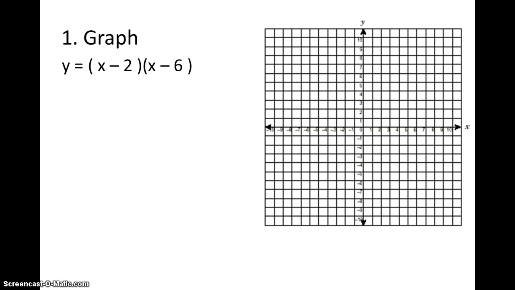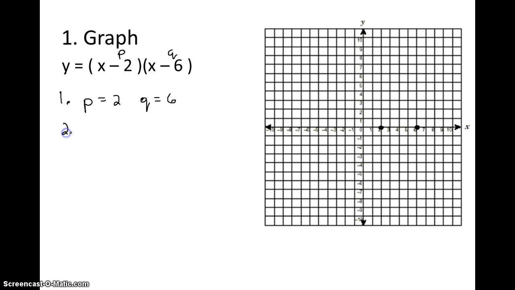So step number 1, you want to find the x-intercepts. Let me label it out for you guys. P is the one inside the first parentheses, but you have to change the sign. So minus 2 becomes a positive 2. Q is in the second parenthesis, minus 6, change the sign, becomes positive 6. So these two values are going to be my x-intercepts. Here's positive 2, and here's the other one, positive 6.